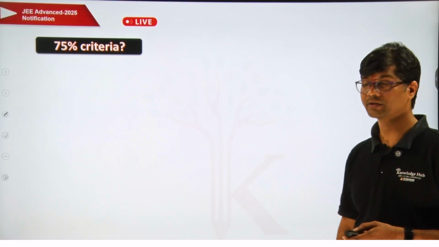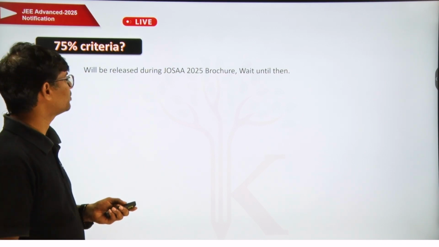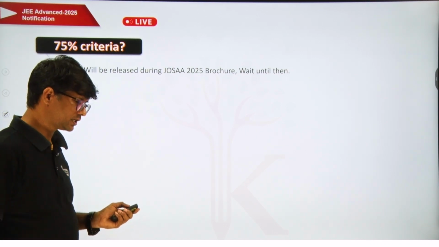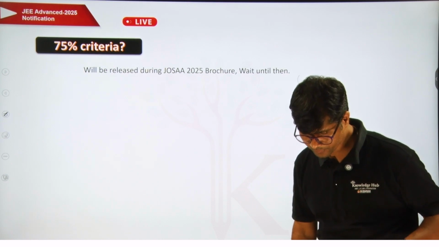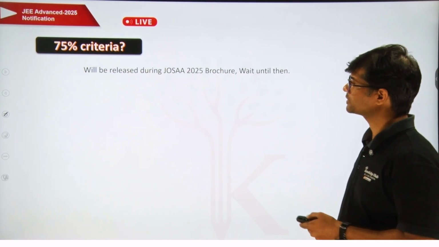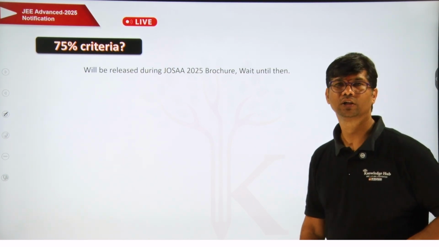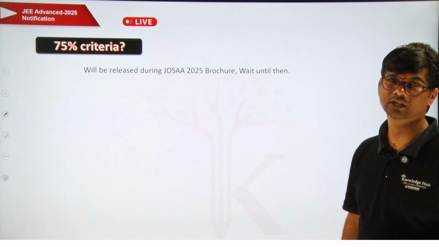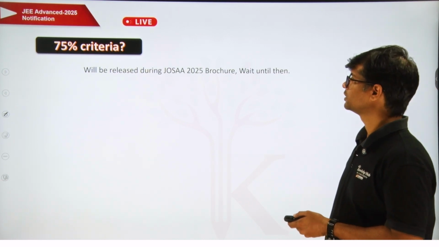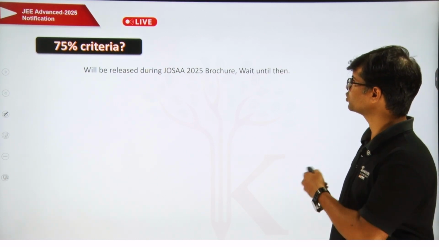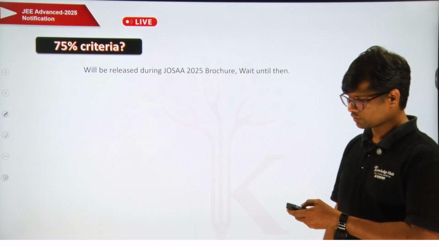And next is the 75% criteria. There is a lot of buzz going on in social media about this 75% criteria, and many people are making videos based on it, but nowhere on the official websites did they mention whether the 75% criteria is there or not. Since they haven't mentioned it, people are assuming that this 75% criteria has been removed in the IITs for JEE 2025. But we need to get more clarity on this. In the JoSAA 2025 brochure, which they might release, once they release it, we get more clarification about this 75% criteria.